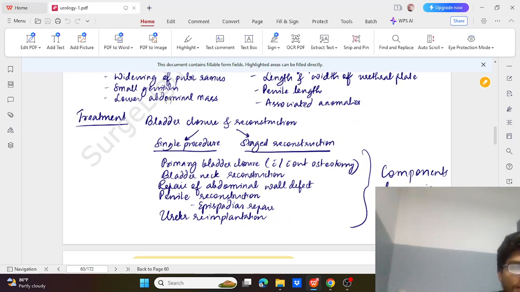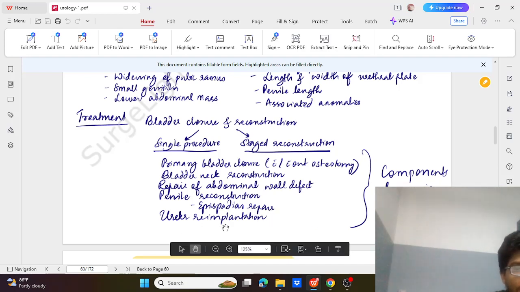So lastly, how do we treat these cases? The bladder closure and reconstruction is done. It can be done as a single procedure or a staged procedure. And what are the components of this repair? We go for primary bladder closure with or without osteotomy, bladder neck reconstruction, repair of the abdominal wall defect, penile reconstruction, that is epispadias surgery, and ureteric reimplantation.